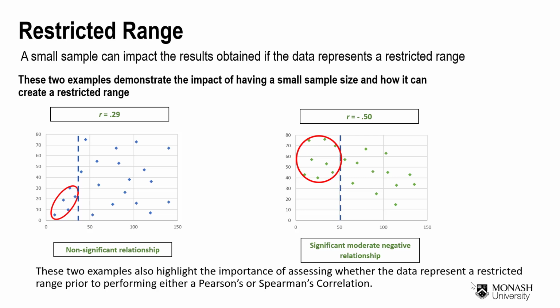These two examples also highlight the importance of assessing whether the data represent a limited range prior to performing either a Pearson's or Spearman's correlation.